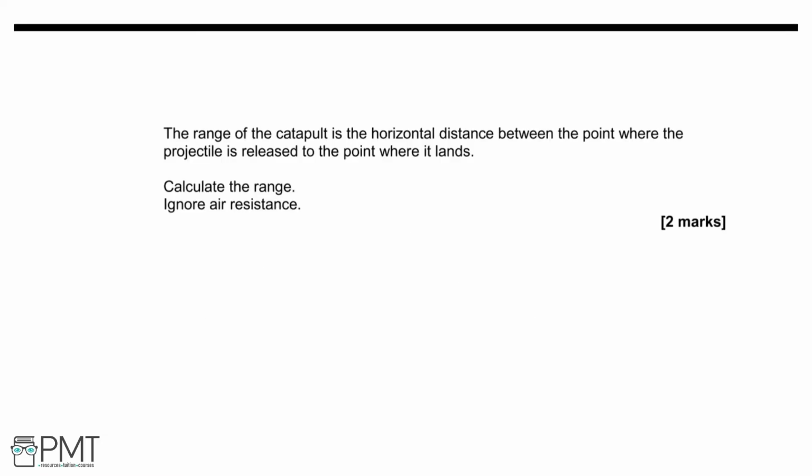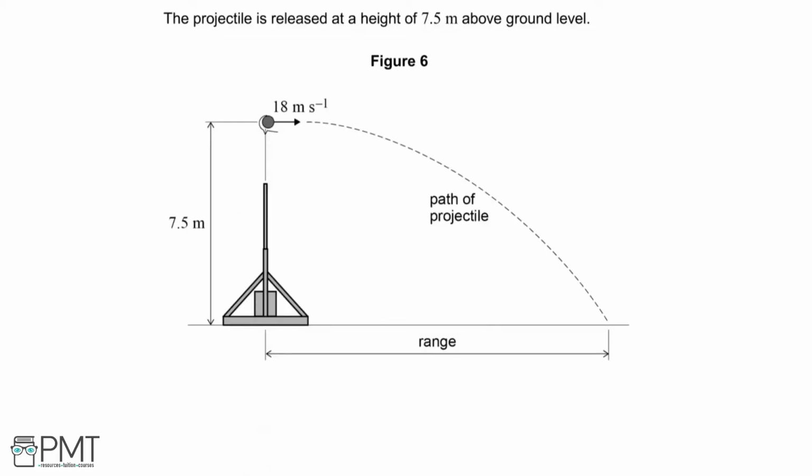The range of the catapult is the horizontal distance between the point where the projectile is released to the point where it lands. Calculate the range and ignore air resistance. And it's a good thing that we are ignoring air resistance because that would complicate the calculations quite a bit. So this range here is what we want to calculate.